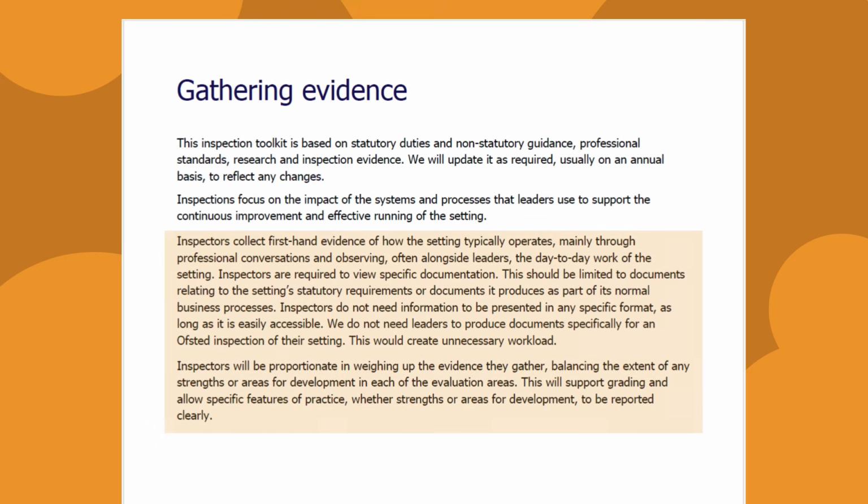This first section talks about the evidence gathered at inspections. Ofsted do not expect leaders to produce written evidence to support each standard in each evaluation area. They do not require photographic evidence of what children are doing and learning in settings. They do not expect providers to prepare a presentation or any additional documentation about the setting for the context for inspection. Inspectors prioritise examining first-hand evidence during the inspection.